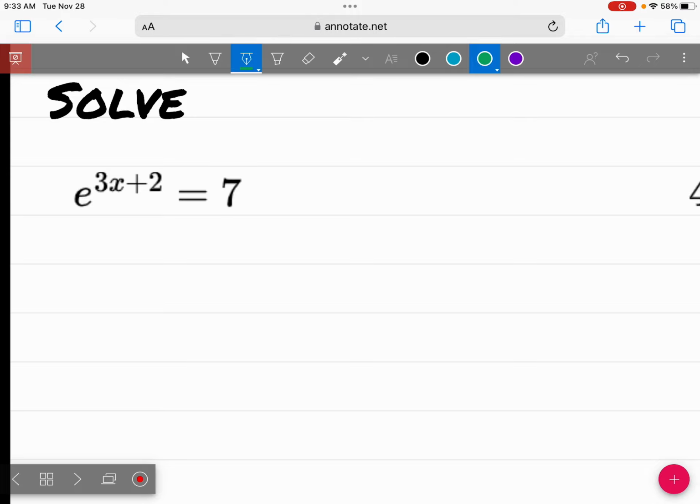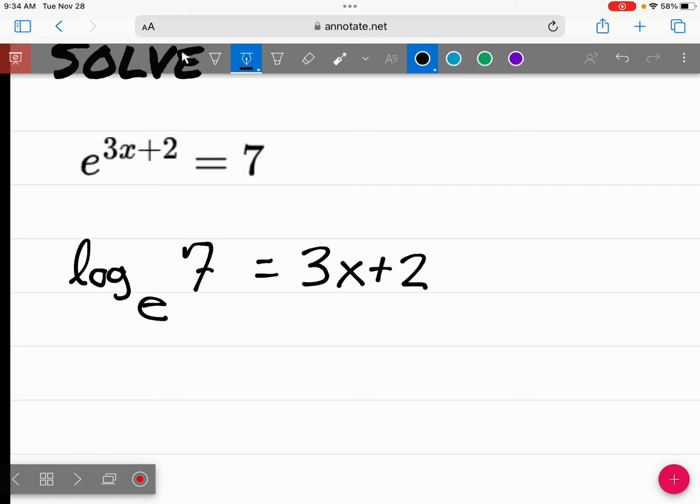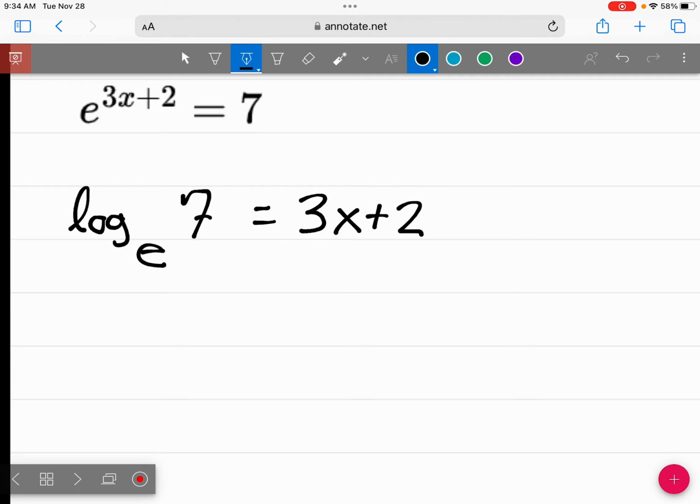Okay, so we're going to switch this around into logarithmic form, because I have an x in the exponent and I cannot solve it because I cannot make 7 and e have the same base. So we're going to need to log it. So we're going to have log base e of 7 equals 3x plus 2. Well, log base e is actually ln of 7 equals 3x plus 2.